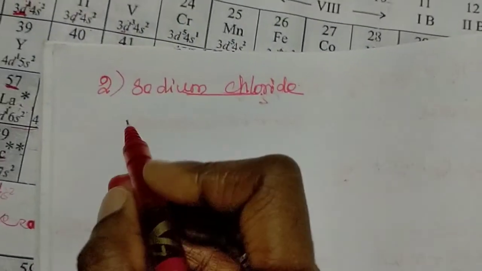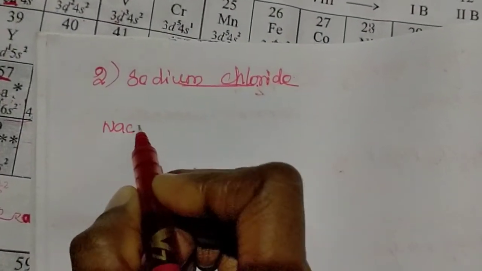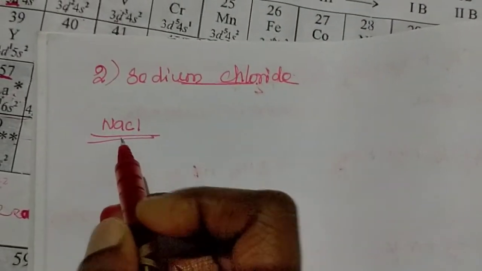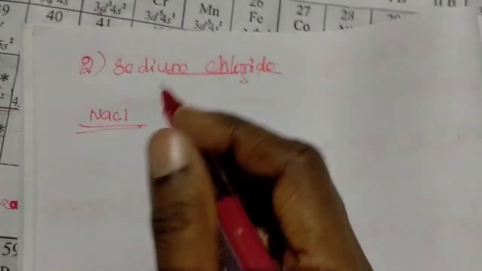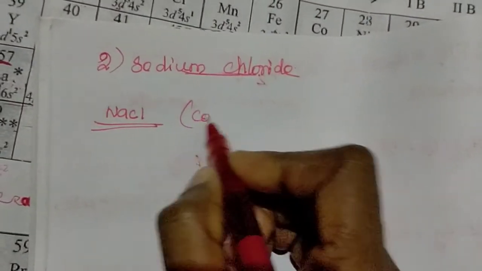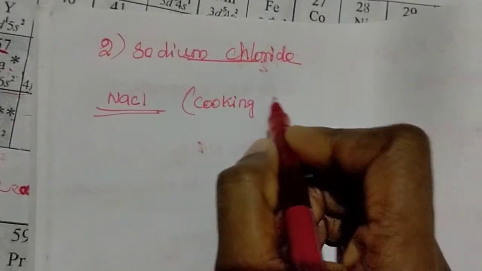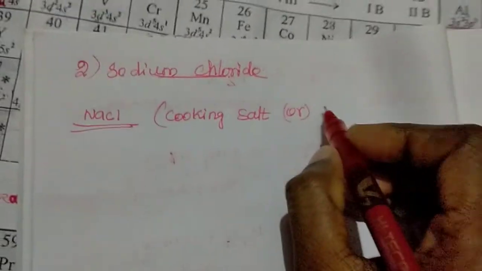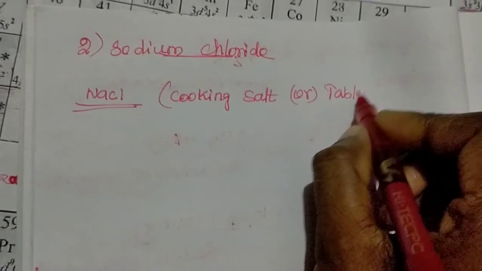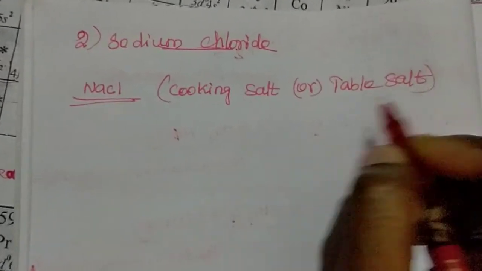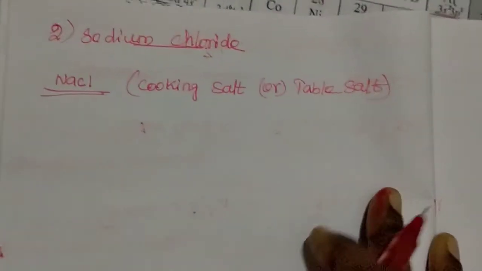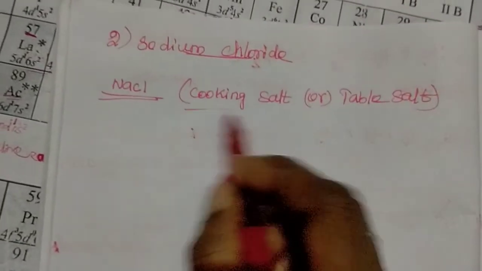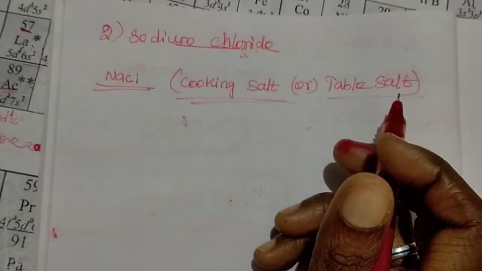The chemical composition of sodium chloride is NaCl, and the common name is cooking salt, or another name, table salt. So we use this sodium chloride salt for cooking. So another name is cooking salt or table salt.